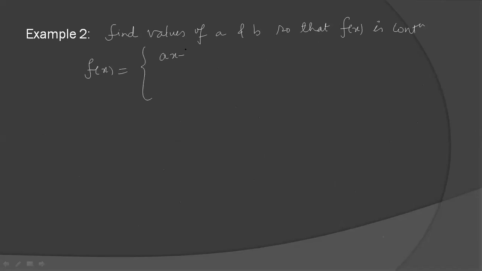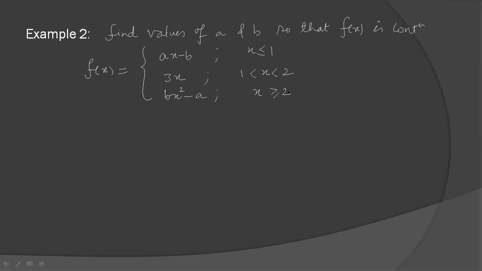Now the second question I have: find the values of a and b so that f(x) is continuous. Or f(x) is given to you continuous, find the values of a and b, and the function is ax minus b when x is less than or equal to 1, it is 3x when x is between 1 and 2, and it is bx square minus a when x is greater than or equal to 2.